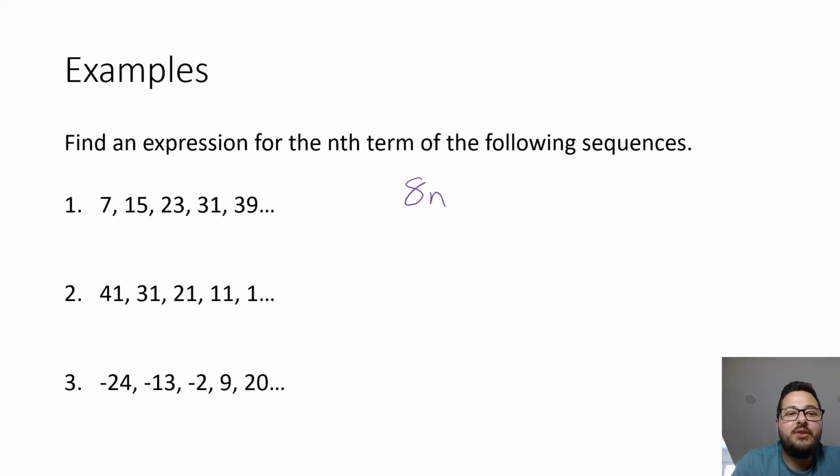Now for the first term we've got 7. Now when n is 1, this 8n is just going to become 8. So how do we get from 8 to 7? Well, we just take away 1.